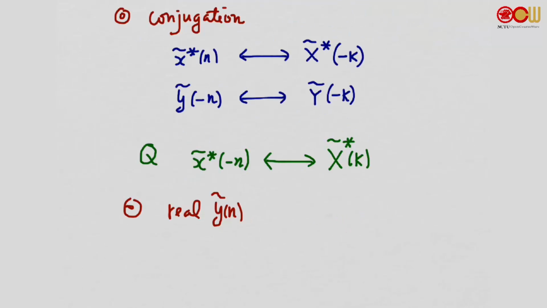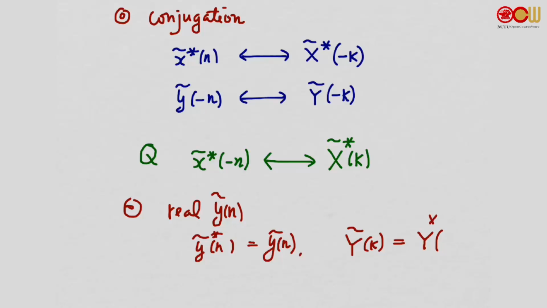When y tilde is real, then y tilde n conjugate is the same as y tilde n, right? And in this case, it can be shown that y tilde k is the same as y tilde conjugate of minus k. And this result follows directly from the symmetry of the DTFT for real sequences.